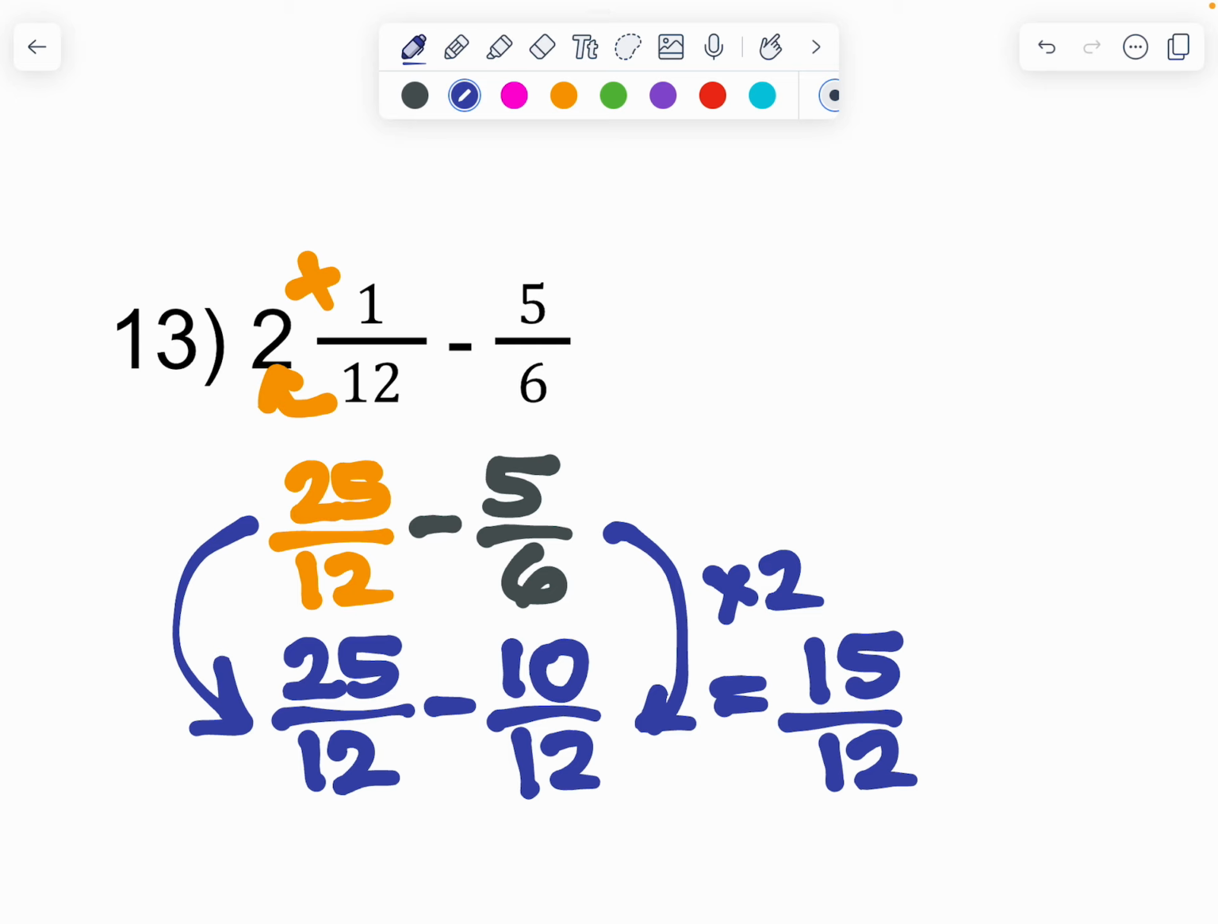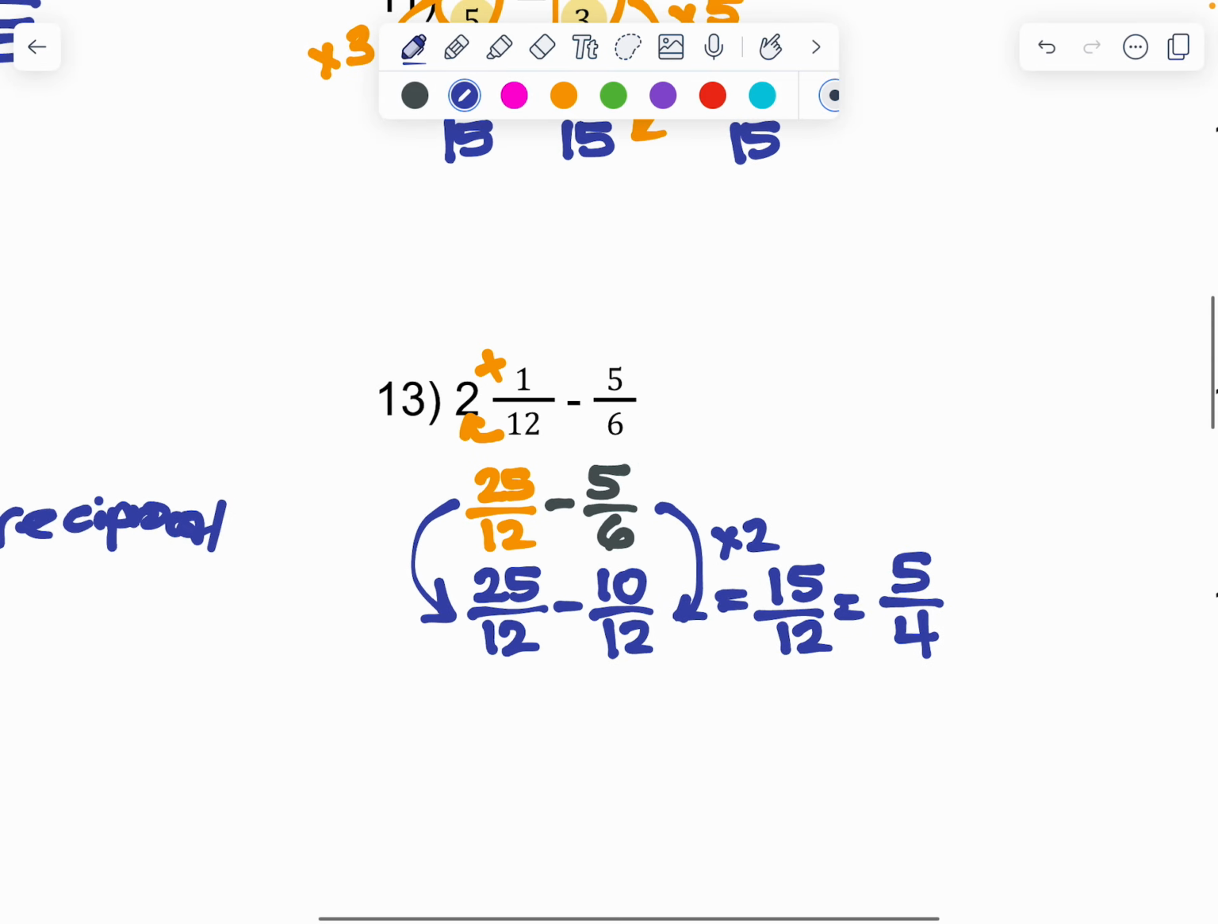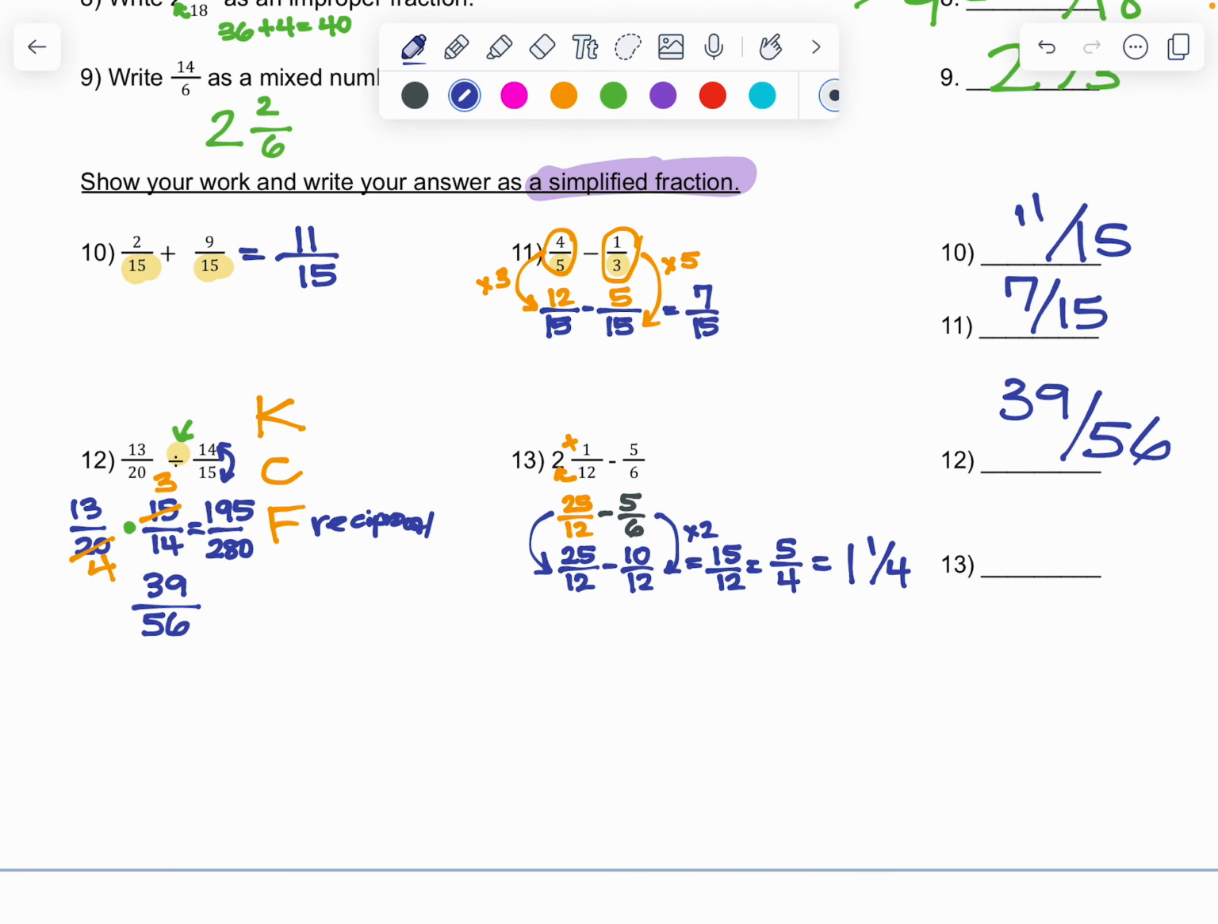If I wanted to simplify that, I know 3 goes into both of those. That'd be 5 over 4. If I wanted to change that to a mixed number, that could be 1 and 1/4. I'll take either one. I like both of those answers. So 5/4 or 1 and 1/4.